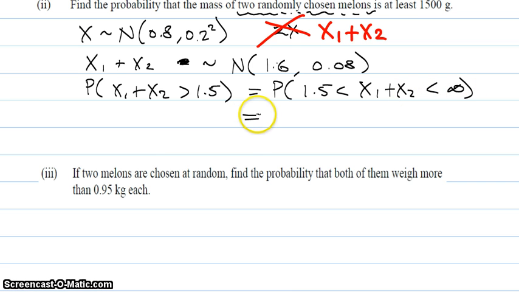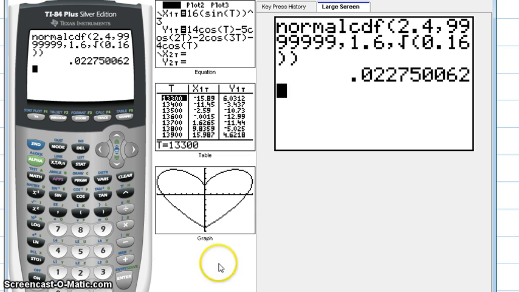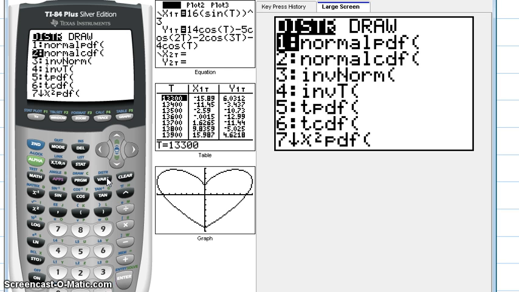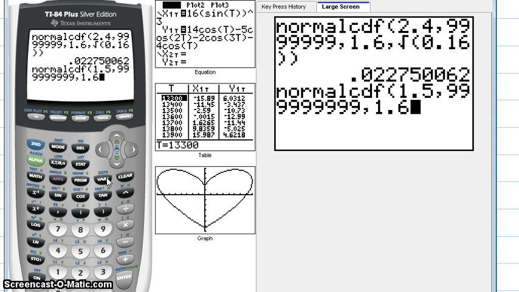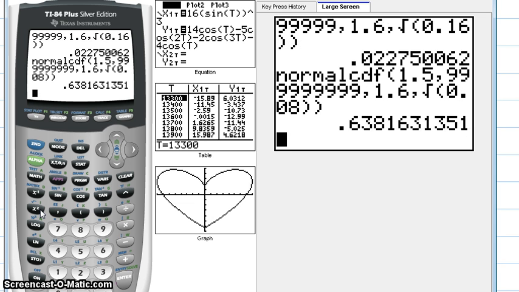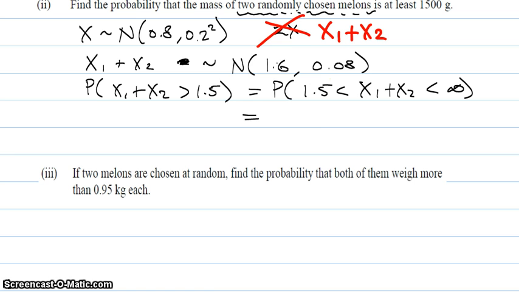So we key this into our graphing calculator, and what do we get? Again, normal CDF, and I get 1.5 as my lower bound, infinity again as my upper bound. 1.6 was my mean, and my standard deviation is the square root of 0.08. So what do I get? I get this probability, 0.63816, or 0.638 to 3SF.